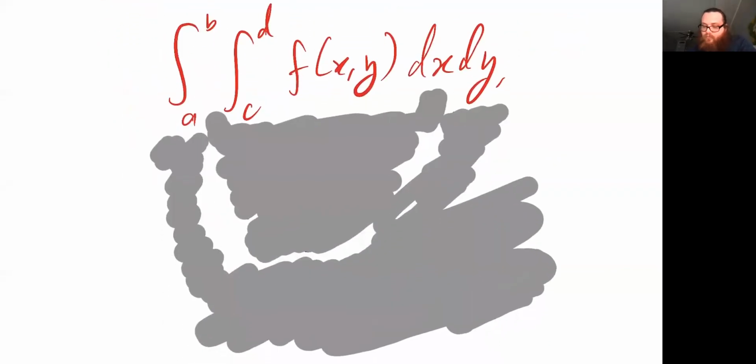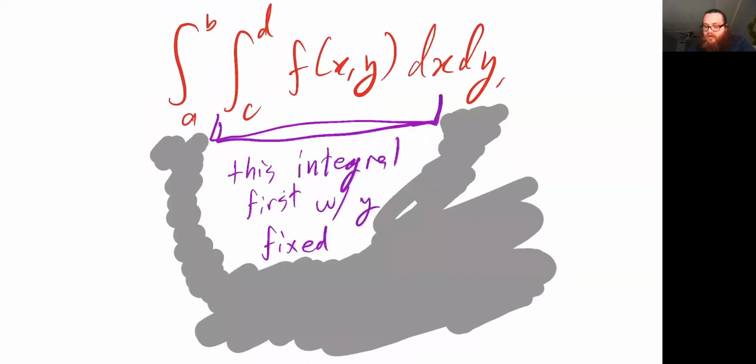Well, what we do is first, we compute this first inner integral. Notice that we're integrating a function of x and y, but here y is going to be fixed, so we'll treat y as a constant. We'll integrate this function with respect to x between the bounds c and d. We're going to get some function of y, because we've integrated out x.